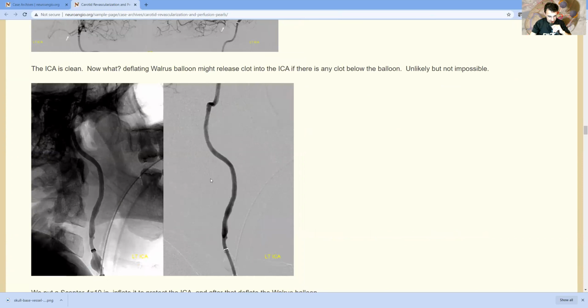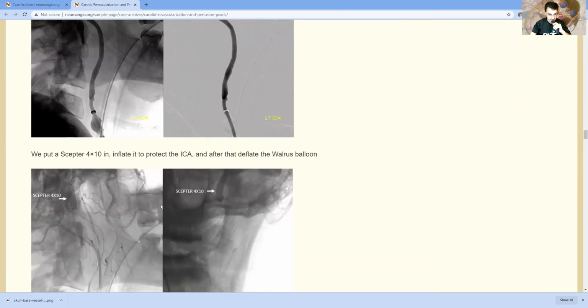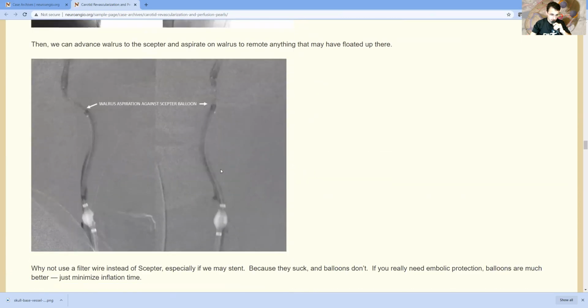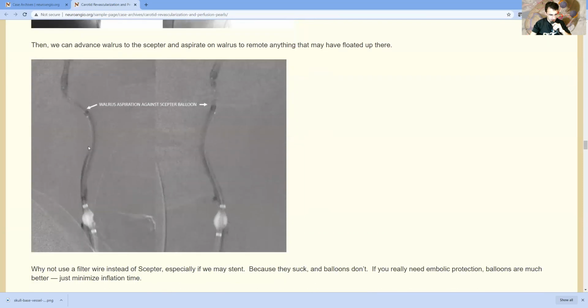So the carotid's open, balloon's still inflated. Now you probably just deflate this balloon, it's going to be fine. But if you want to do belt and suspenders before you deflate, put the Septa here or whatever balloon you want, inflate it, then you deflate the Walrus. If there's anything that floats up here, ride the Walrus up and aspirate just against the balloon. If the carotid's not too tortuous, I think it's pretty safe. Get rid of all that clot that's up against the balloon.